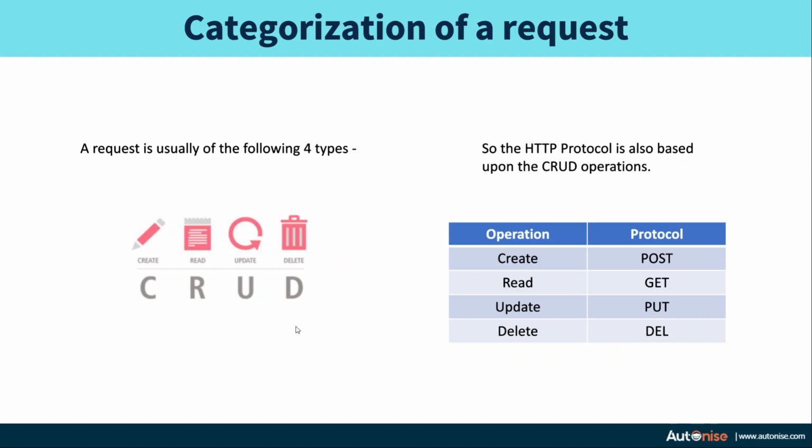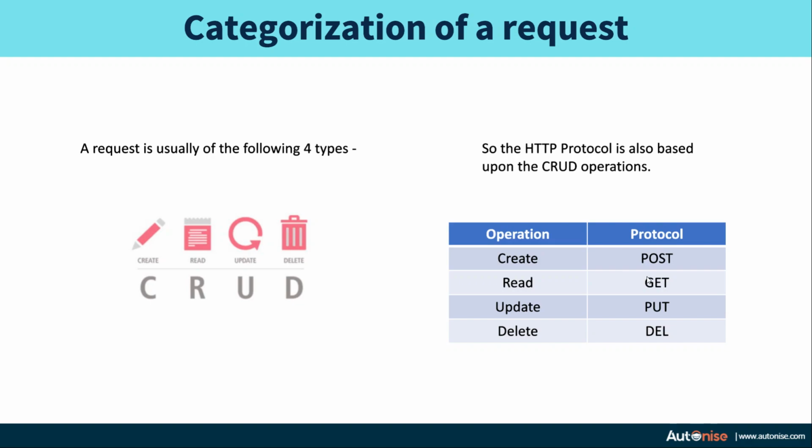If you think about it, all the kinds of actions that you do on a website can be categorized as either create, read, update, or delete commands. That is why the abbreviation CRUD is very popular. So your requests usually are of these four CRUD types, and correspondingly the HTTP methods have been created. For the operation create, we have the POST method.